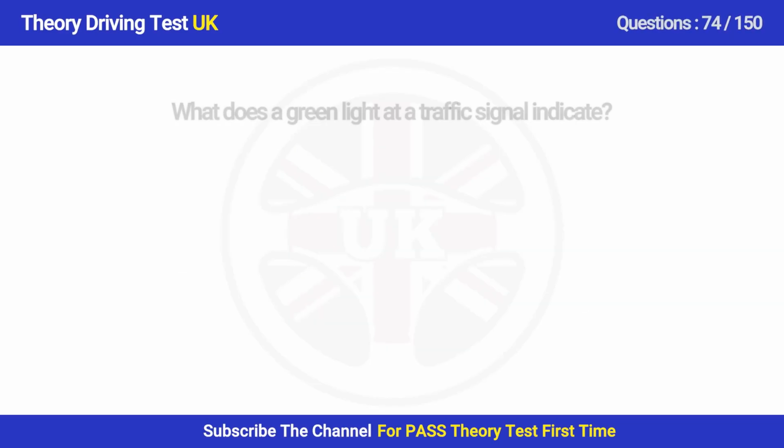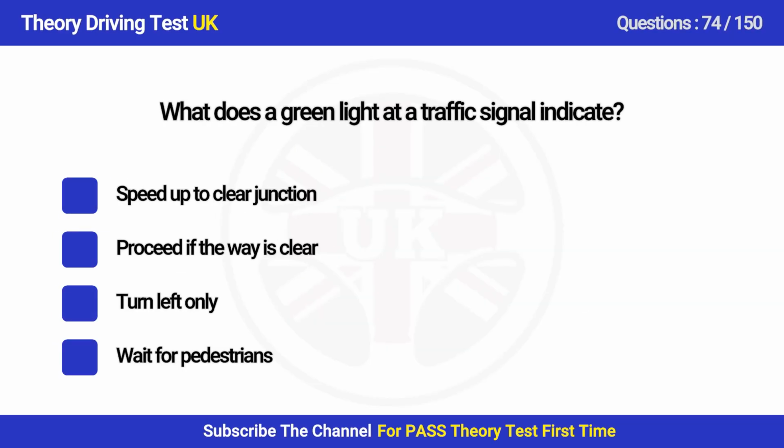Question 74. What does a green light at a traffic signal indicate? A. Speed up to clear junction. B. Proceed if the way is clear. C. Turn left only. D. Wait for pedestrians.